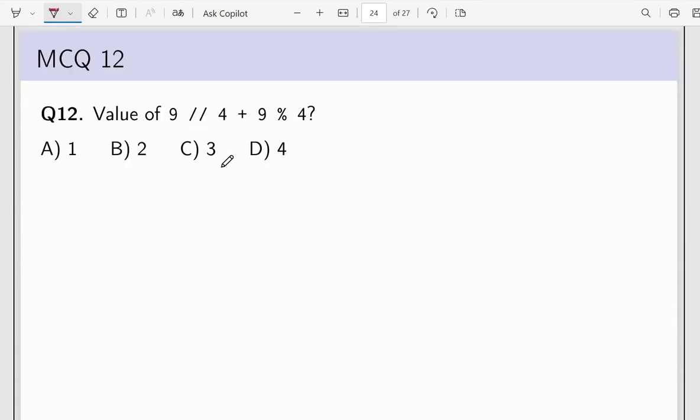Question number 12. The value of 9 // 4 + 9 % 4. 9 // 4 will give you 2. And 9 % 4, when you divide 9 by 4, the remainder is 1. It means 2 plus 1, the answer is 3.